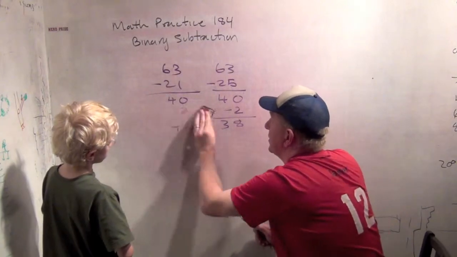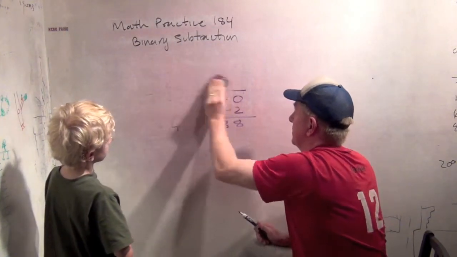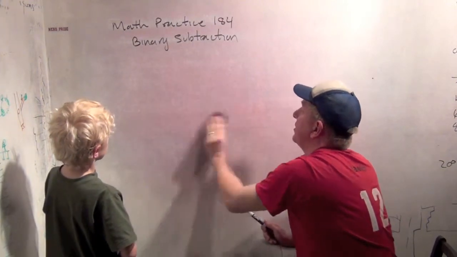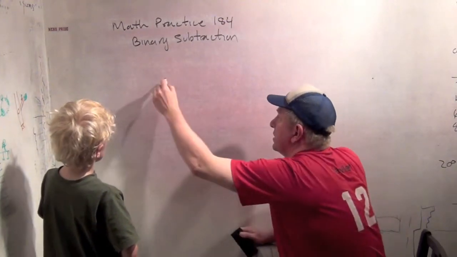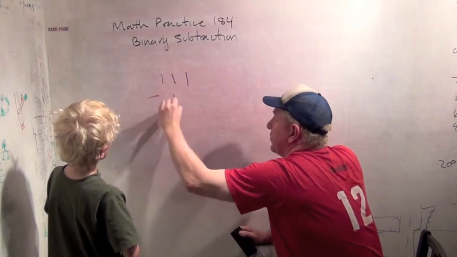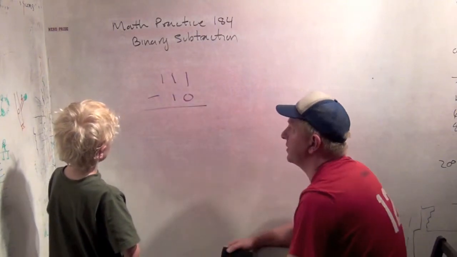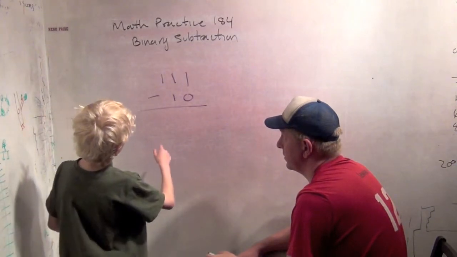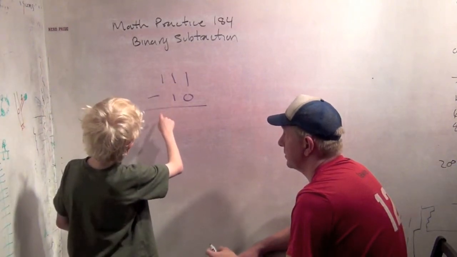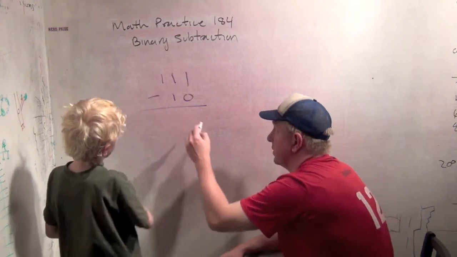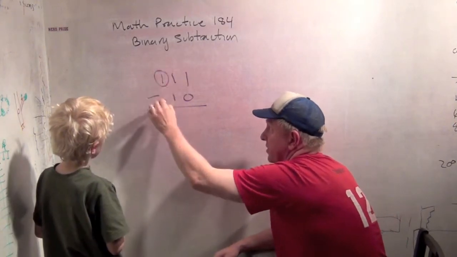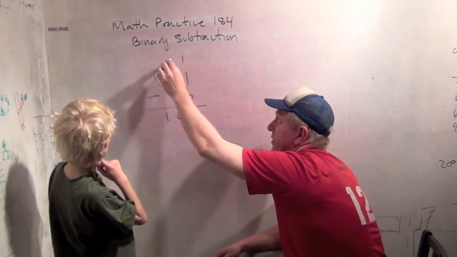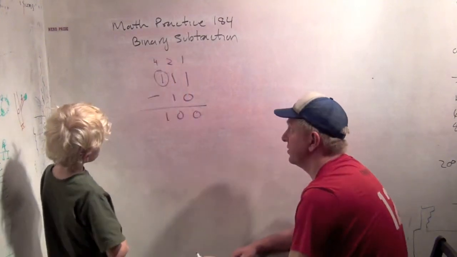So let's start with a simple example first. How about 111 minus 10? Okay, what do you think we would do here? Well, we do the 4th digit minus nothing is just 100. So when we look at this digit, we don't subtract anything. We get 100. That's the 4th digit.